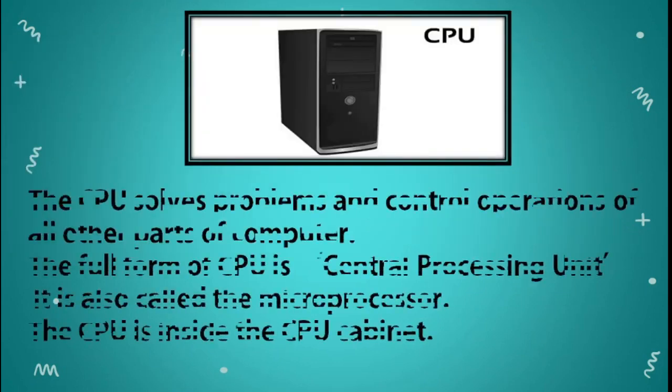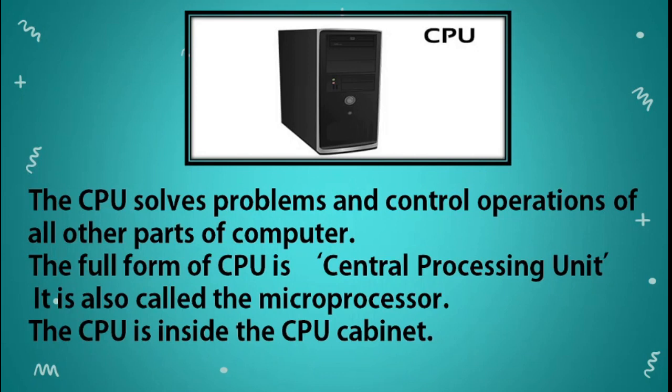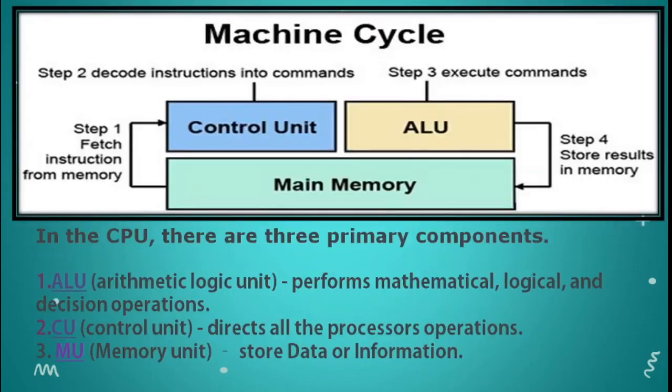CPU. The CPU solves problems and controls operations of all other parts of the computer. The full form of CPU is Central Processing Unit. It is also called the microprocessor. The CPU is inside the CPU cabinet. Students, a CPU is made up of three main parts. They are arithmetic logic unit, control unit, memory unit.